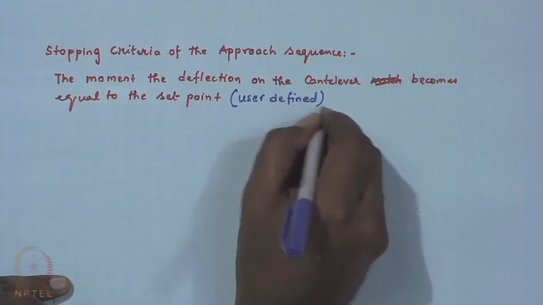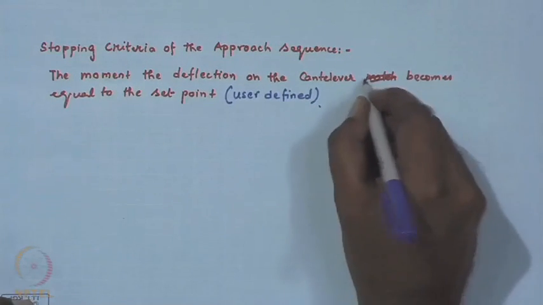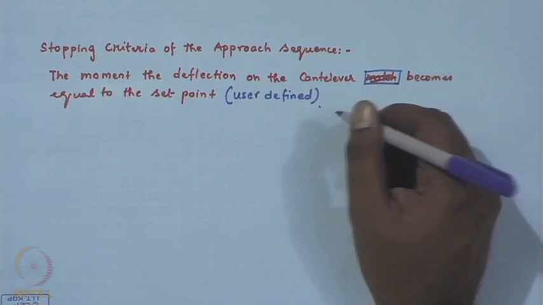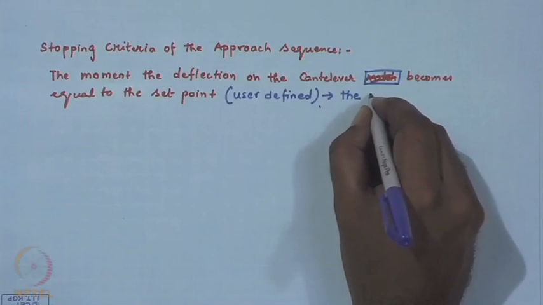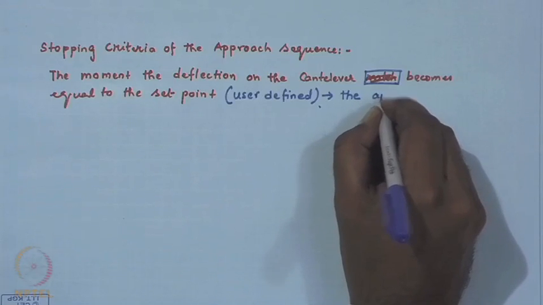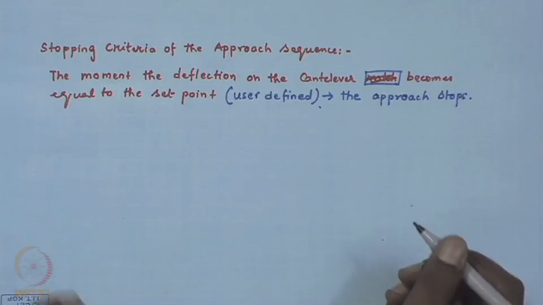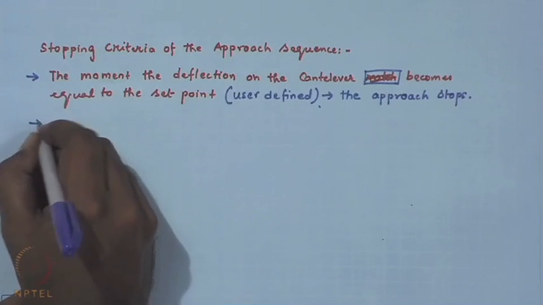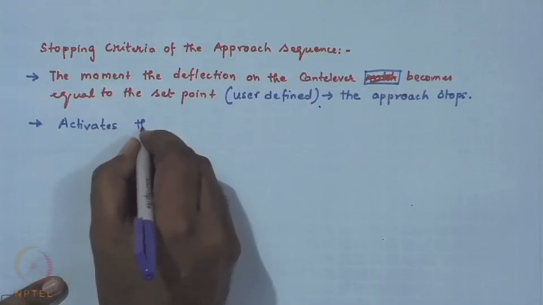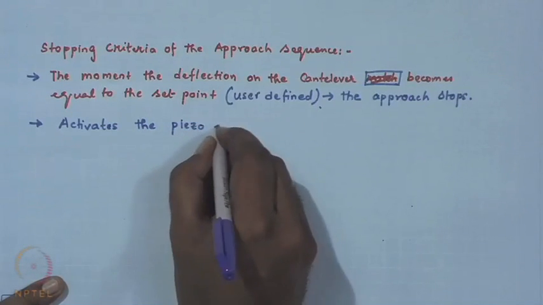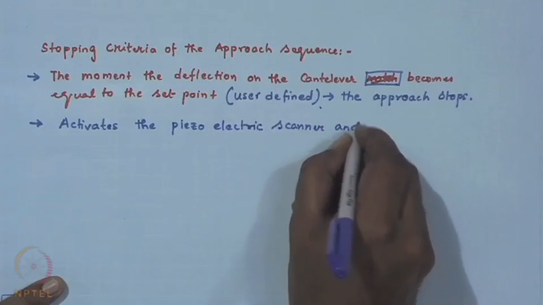And this force at which you would like to scan is a function of a whole lot of things: stickiness of the surface, stiffness of the surface, and to a large extent is a function of operator choice and operator experience. What happens when the deflection becomes equal to the set point, the approach stops. Now, stopping of approach concurrently activates the piezo scanner and the feedback loop.